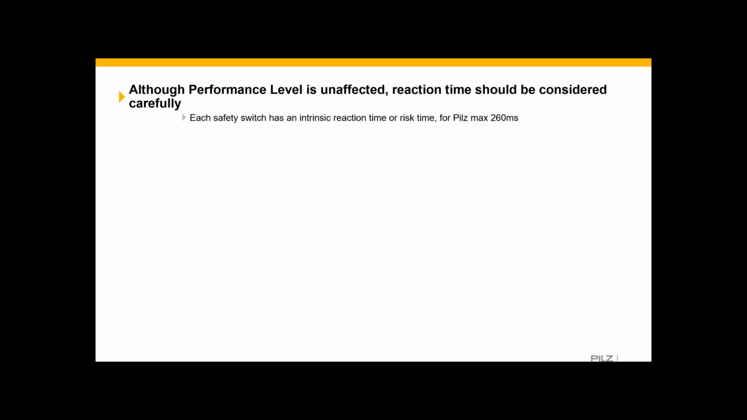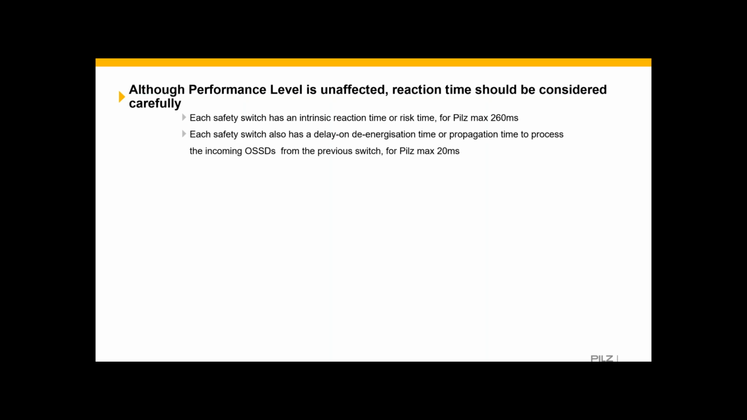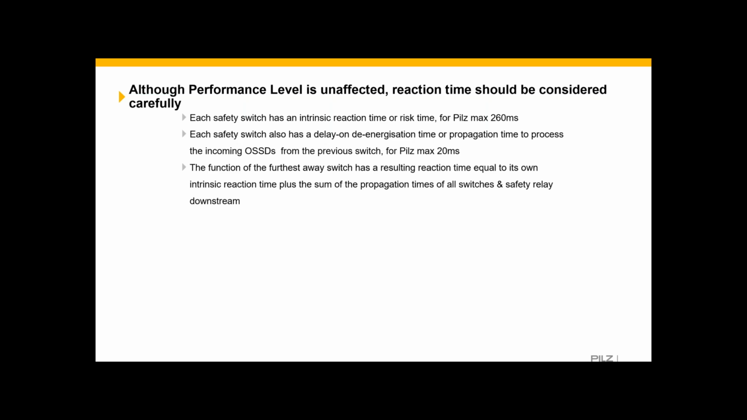If we're wiring it that way, we have to bear in mind that each safety switch has an intrinsic reaction time or risk time, and for PILTs that maximum is 260 milliseconds. Each safety switch also has a delay on de-energization time or propagation time to process the incoming OSSDs from the previous switch, and for PILTs that maximum is 20 milliseconds. So the function of the furthest away switch has a resulting reaction time equal to its own intrinsic reaction time plus the sum of all the propagation times of all the switches and the safety relay downstream.